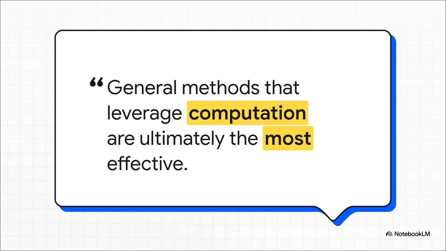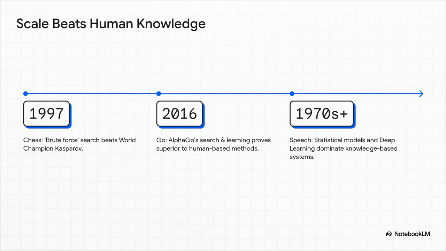His argument, after looking back at 70 years of AI research, is basically this. All of our clever, handcrafted, human-designed systems, like the context engineering tricks we just went over, they always get beaten in the long run by general methods that just throw massive amounts of computation at the problem. In the end, scale wins. And you can see this pattern play out over and over again in history.